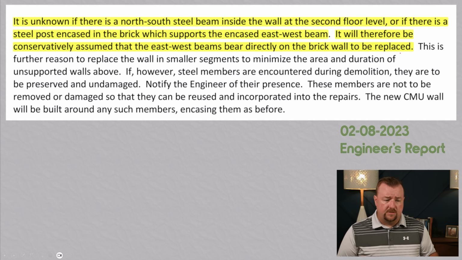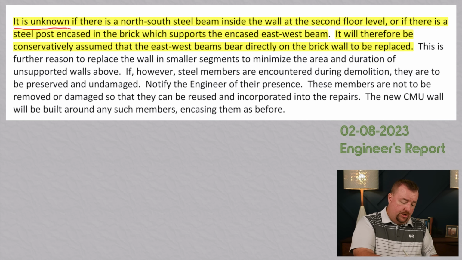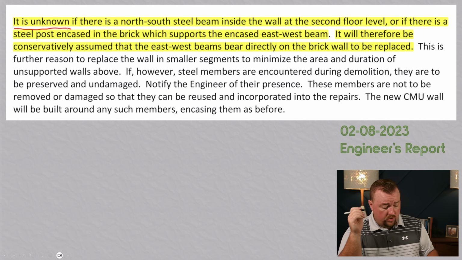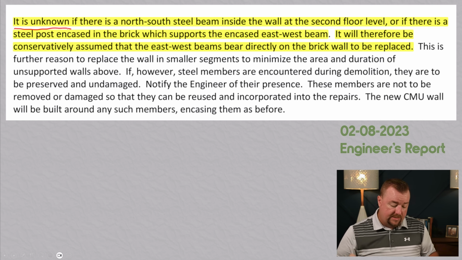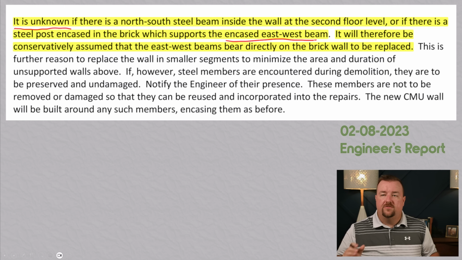So the engineer goes out 6 days later and is taking another look at the building. Okay. And he goes on to say, again, it is unknown. So he still has this level of uncertainty, right? It is unknown if there is a north-south steel beam inside the wall at the second floor level, or if there is a steel post encased in the brick which supports the encased east-west beam. So again, he's repeating exactly what he said in 2.2 on February 2nd.